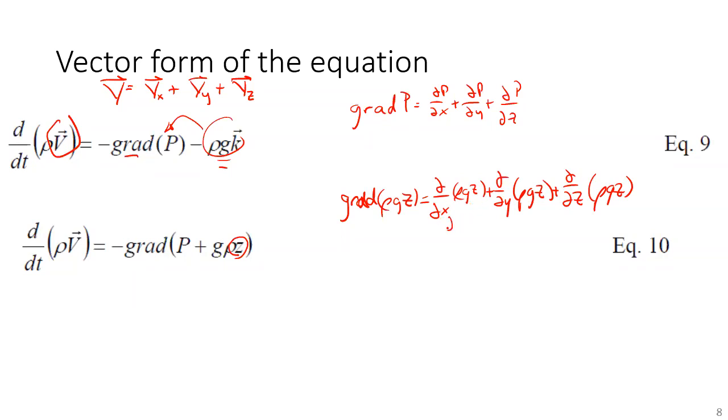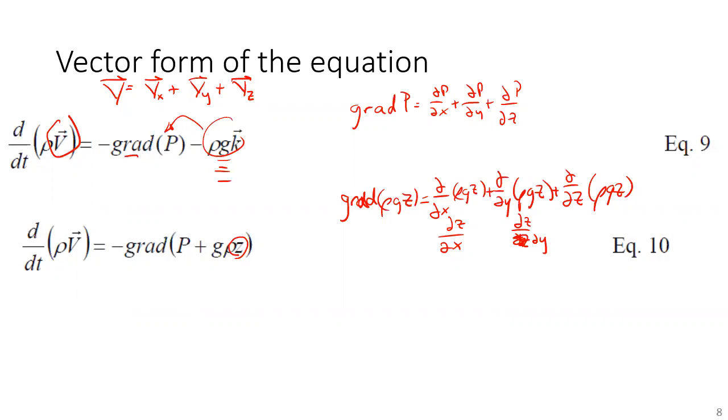What is dz dx? Well, what is that asking you? If I move in the x direction, what's the change in z? Sure. What is dz dy, sorry? Same thing. If I move in just the y direction, what's my change in z? It's 0. And in the last one, d dz of rho g z is just rho g. It gets us back to this term.